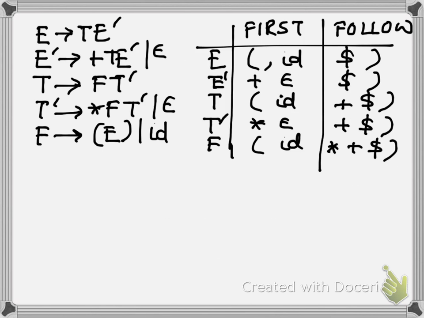Starting with this example, this was the grammar that we took earlier, and we have constructed the first and the follow sets. Now let us look at the algorithm for construction of the parsing table.